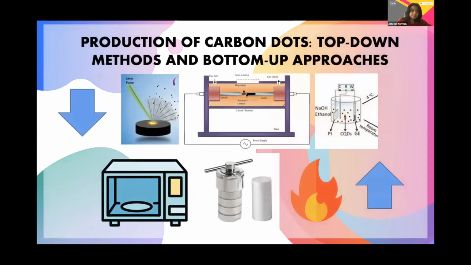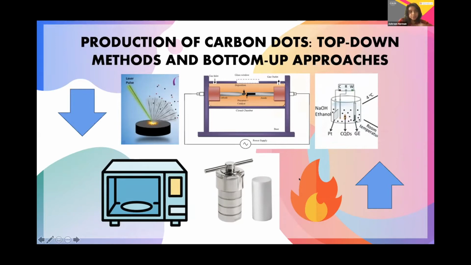For the carbon dot methods, there are two: the top-down methods and the bottom-up approaches. The top-down methods are mostly from bigger carbon precursors like graphite, and then they break it down to smaller carbon dots. It is laser ablation, electric discharge, and electrochemical process.